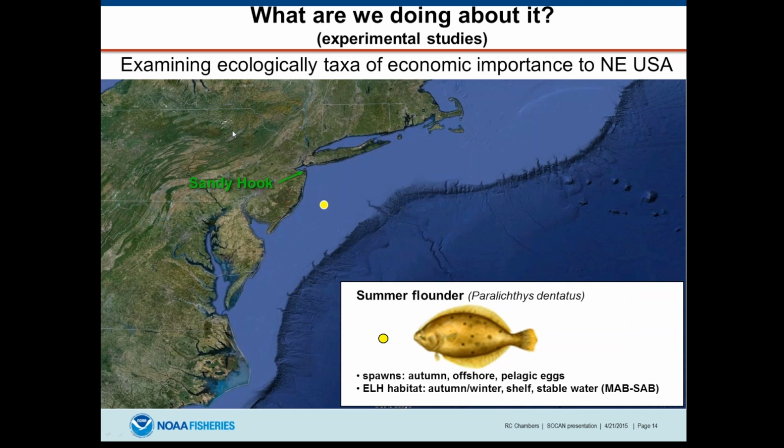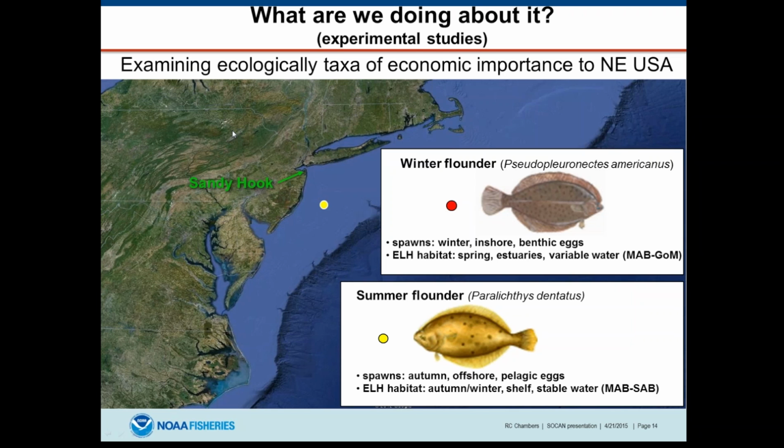The second species that we've been studying, and we'll make some contrasts between these two species, is winter flounder, a different family of flatfish, right-eyed flounder, with different spawning and early life history habitat. It spawns in winter, inshore, and has benthic eggs. The embryos and larvae experience winter waters of estuaries, which are more variable in their water chemistry than the more stable waters that the summer flounder experience.